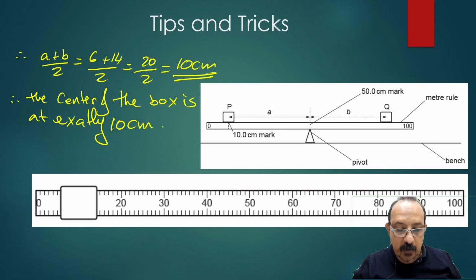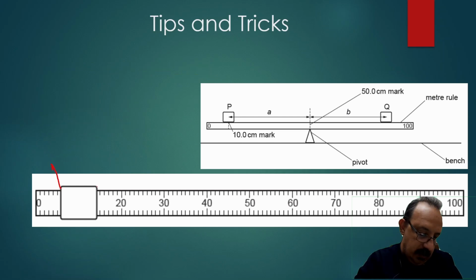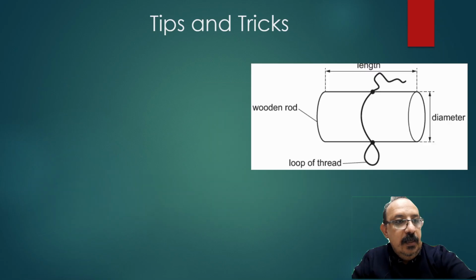Okay, so this is the technique. If you are asked how you are going to set the weight at an exact mark on the meter ruler, you answer that you use the two perpendicular sides, label them A and B, and state that A plus B divide 2 should be equal to 10 centimeter, or whatever they ask you about. Okay, let us proceed further.